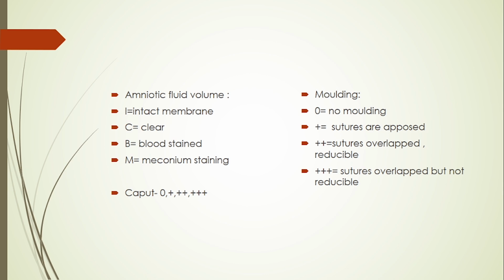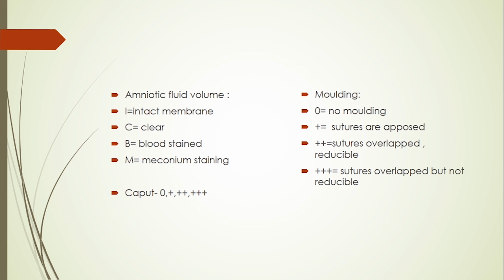The fetal parameters that will be included will be, importantly, the fetal heart rate, as I mentioned earlier. Secondly, you want to know the way the amniotic fluid appears. You want to indicate whether the membranes are intact, in which case you put I to indicate that. If the membranes are already ruptured, you want to know whether the amniotic fluid is clear or blood stained. You write C if it is clear. You indicate B if it's blood stained, and if it's meconium stained, you indicate M.